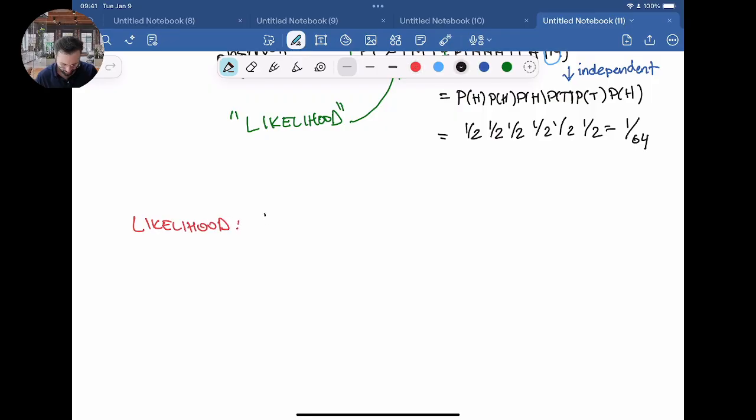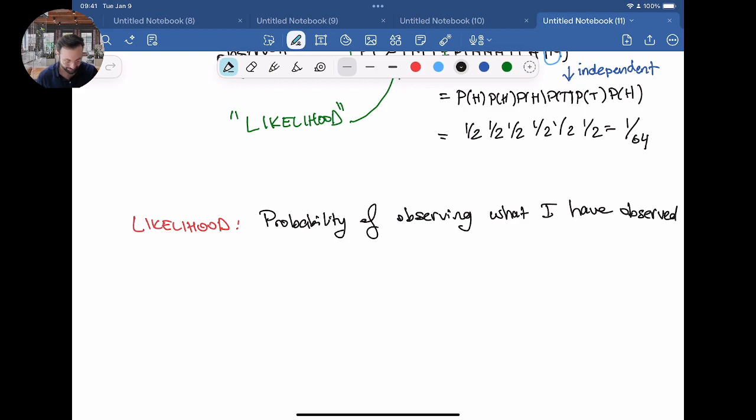would be the probability of observing what I have observed, meaning the data, given the model, or given the, I'm going to use another word here, assumed model, because models are always assumed, right? We assume that it is fair.